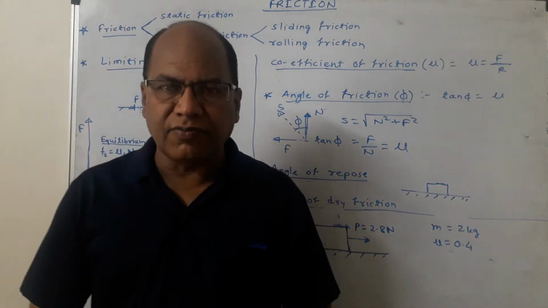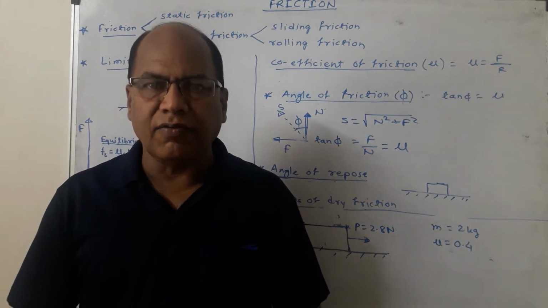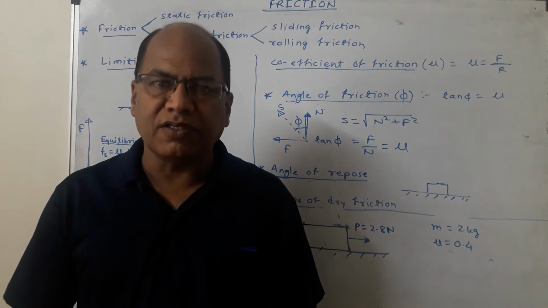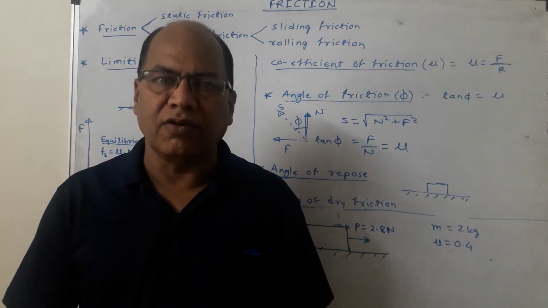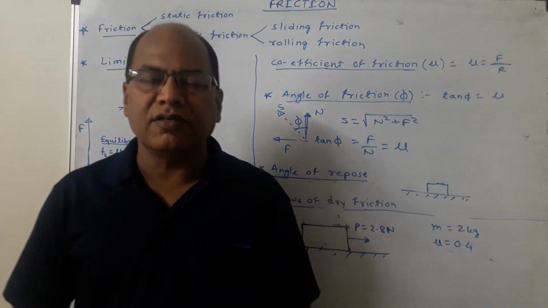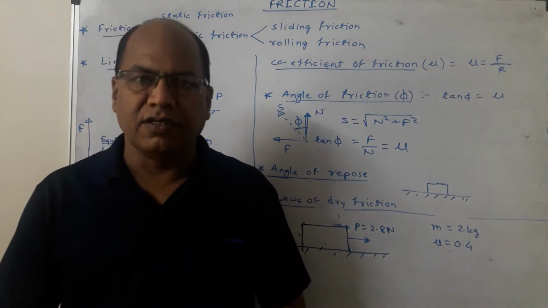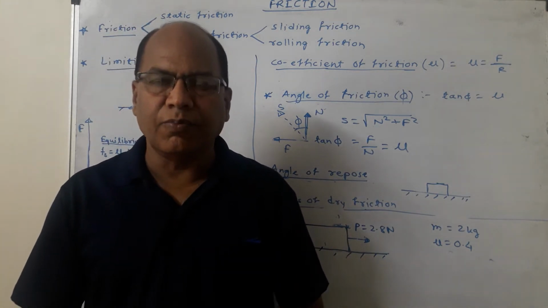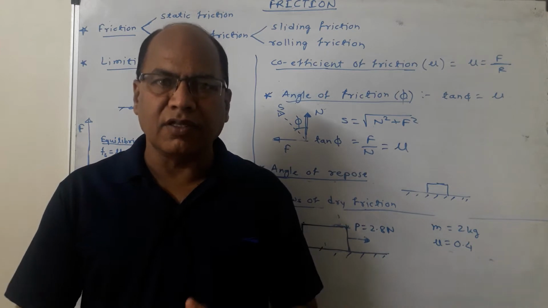The cause of frictional force is the interlocking of the minute projections on the two surfaces in contact, and the direction of this frictional force is always such as to oppose the intended motion or the actual motion.